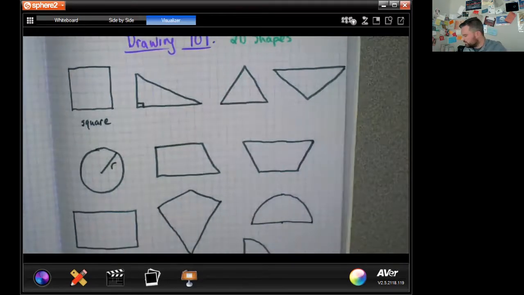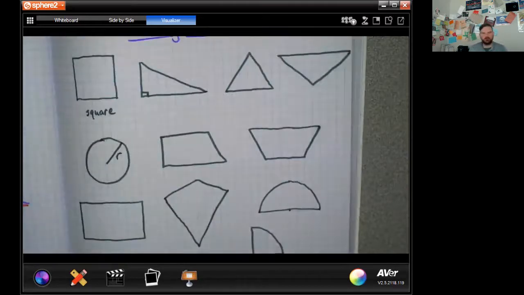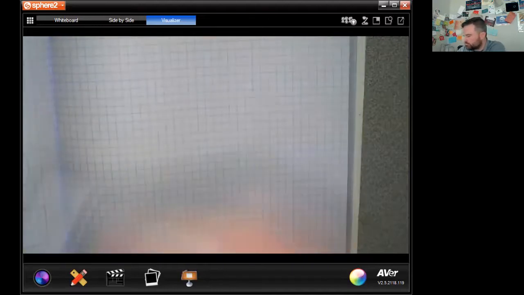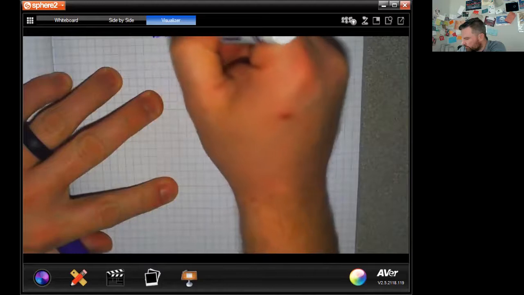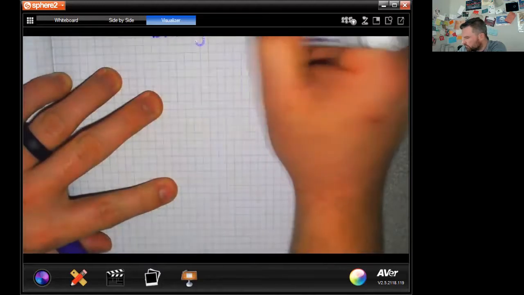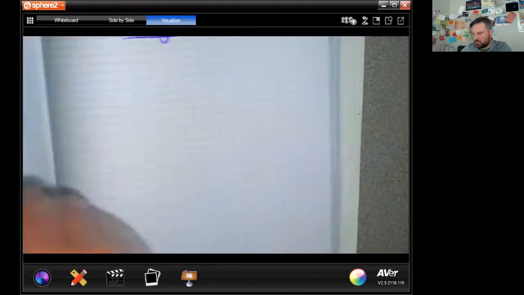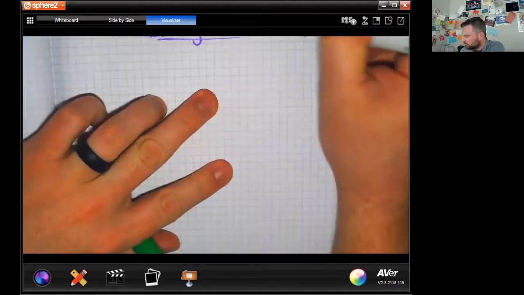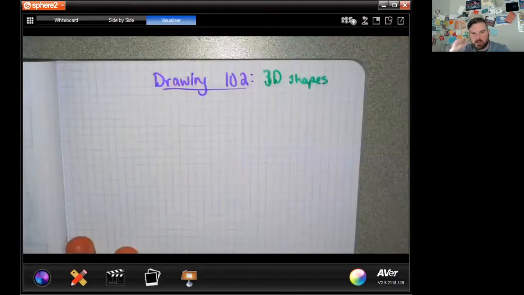So let's go ahead and go to page 115. That was drawing 101. And now we're going to look at drawing 102, where we're looking at some common 3-dimensional shapes. Okay, so this is drawing 102. And the focus here are 3D shapes. Drawing some 3D shapes.